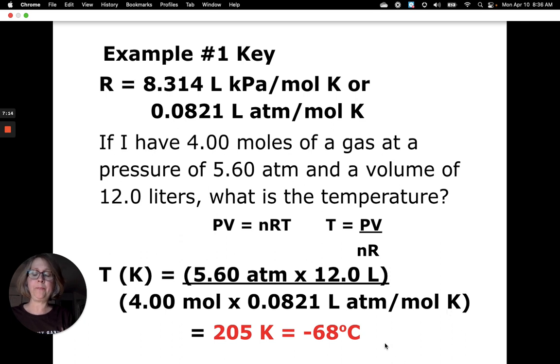Now, to change Kelvin into Celsius, we'll be subtracting 273. So 205 minus 273 will give us negative 68 degrees Celsius. So from these conditions of 4 moles, 5.6 atmospheres, and 12 liters, we can predict the temperature of that gas would be negative 68 degrees Celsius, or 205 Kelvin. All right, let's try another one.